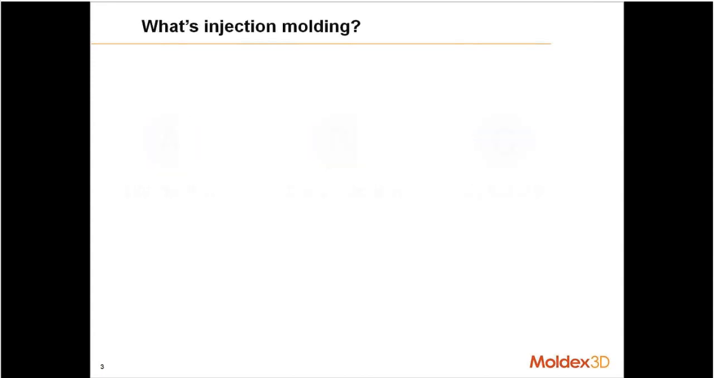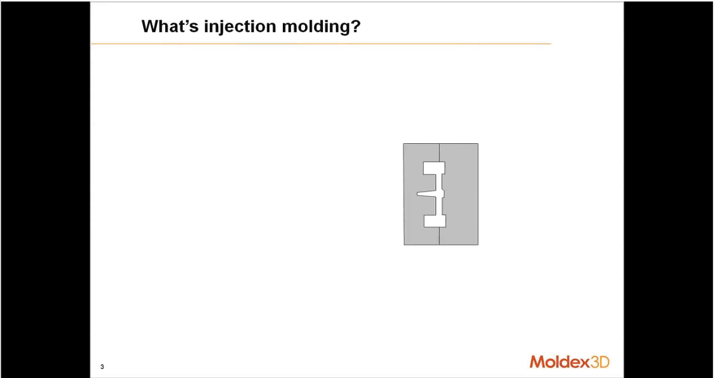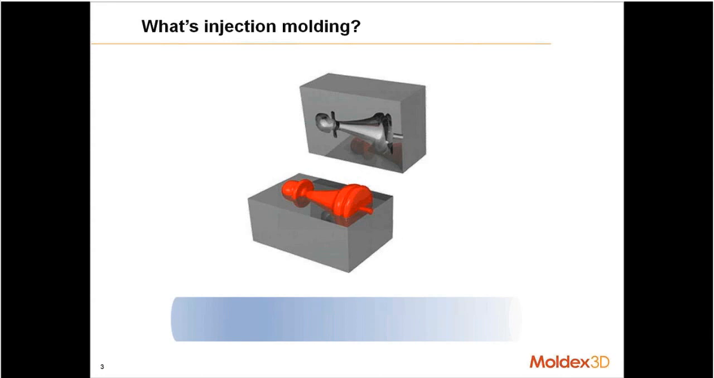Okay. In part A, I want to talk about what is injection molding. This is an injection machine, and the injection molding is one of the most common methods of converting plastics from the raw material to a plastic product. Injection molding is a black box. Nobody really knows what happened inside. And we analyze injection molding by four phases: filling, packing, cooling, and warpage.